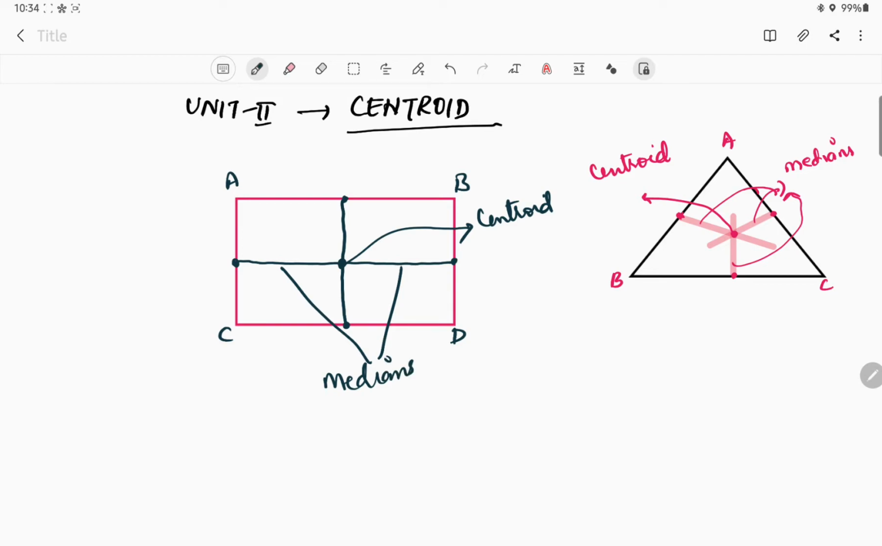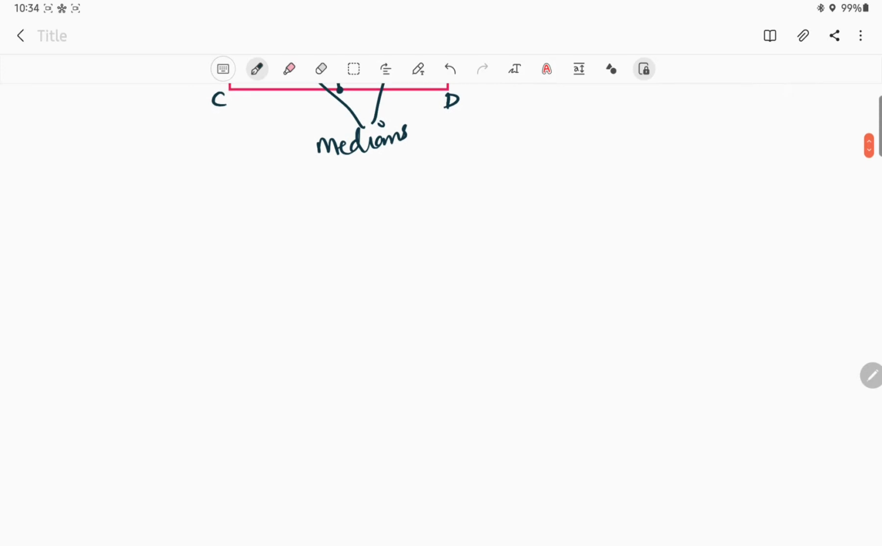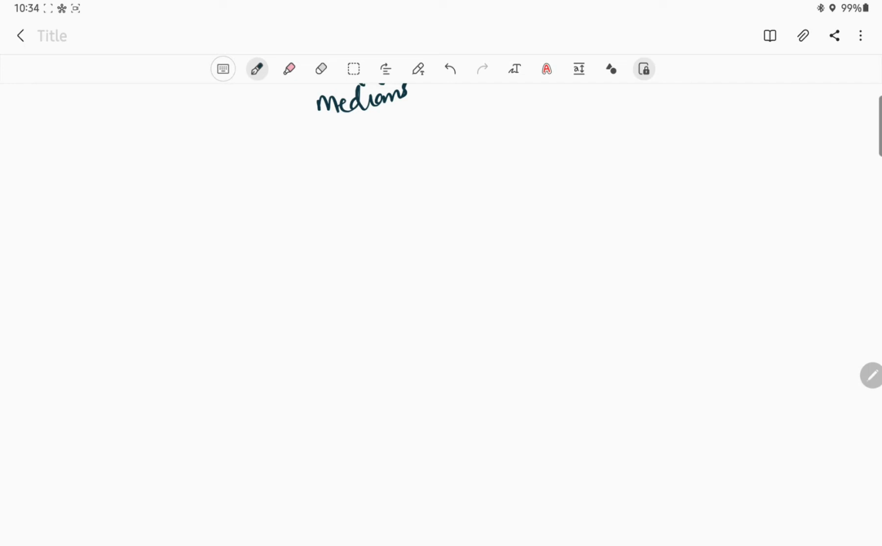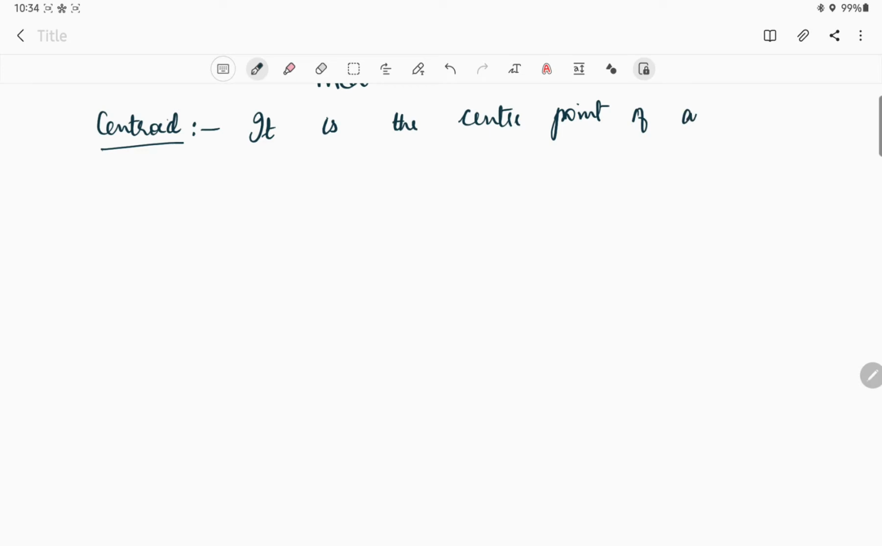Now we'll take down the definition of centroid. I'll write the definition here. It is the center point of an object, in simple words.